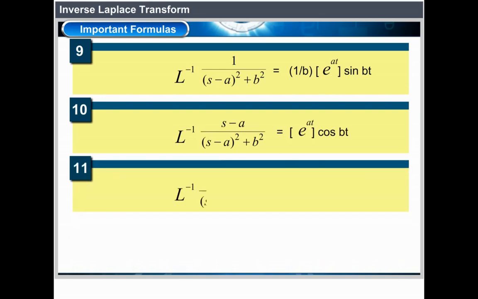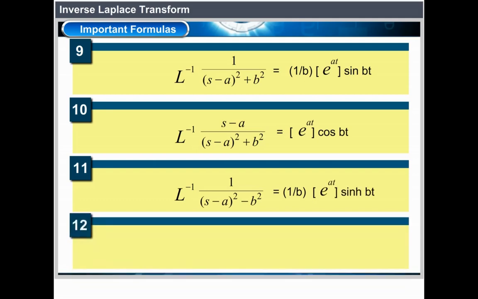Number 11. L inverse of 1 by (s minus a) the whole square minus b square equals 1 by b e power at into sinh bt. Number 12. L inverse of (s minus a) divided by (s minus a) the whole square minus b square equals e power at cosh bt.